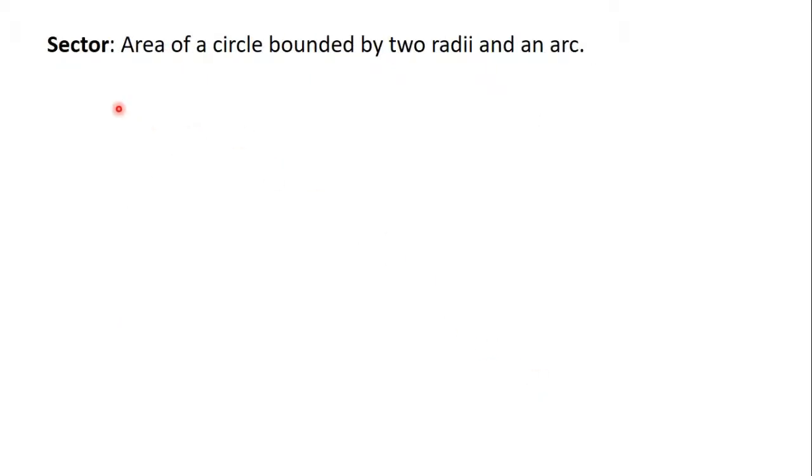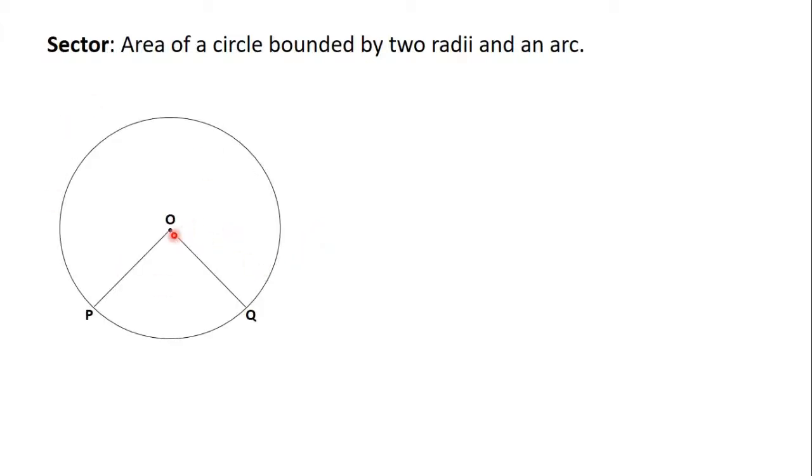The last part we'll be considering is a sector. A sector is an area of a circle bounded by 2 radii and an arc. One is called a radius, 2 is radii. So if you have a circle like this with O as the center and OP as a radius and OQ also as a radius, the area of the circle bounded by 2 radii, in this case OP and OQ, and the arc PQ is called a sector. This is what we mean.